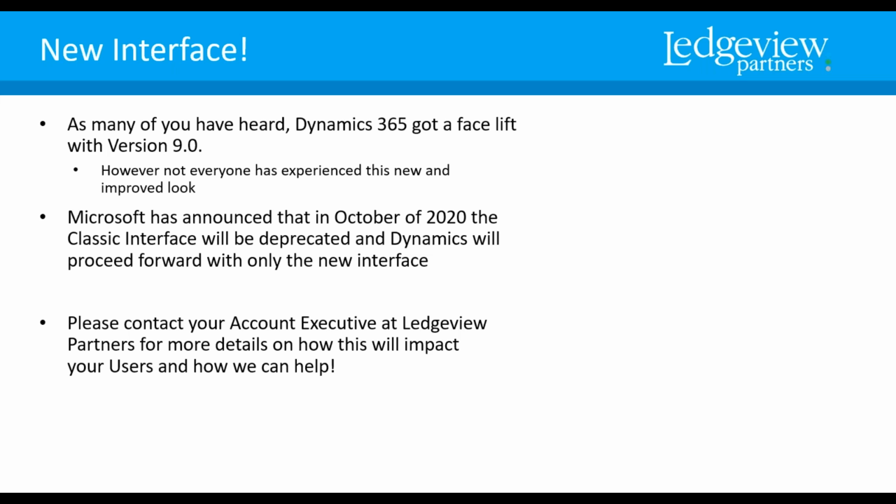Anyone that's created a new Dynamics 365 org, however, is going into the new user interface. Microsoft has announced that in October of 2020, the classic interface, which is the one that you saw today, will be deprecated, which means it will be going away. And they will be proceeding forward with only one interface, the new interface. And that's the one that you see on the Outlook app and on your mobile app. I highly recommend contacting your account executive at Ledgeview Partners for more details on how this will impact your users and how we can help. Because nothing's more impactful on your users than how they interact with the system. And we can show you how this is going to benefit you in the long run.